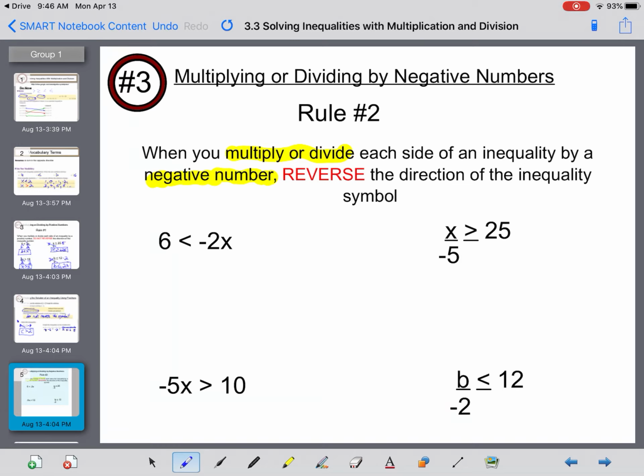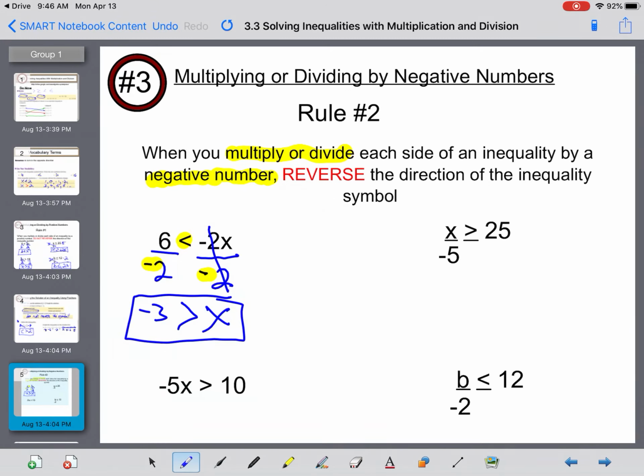If 6 is less than -2x, in order to get x alone, I need to divide by -2. But we're dividing by a negative number. Alarms, bells, and whistles should be going off in your brain. We want to flip that inequality symbol of less than over, so it becomes greater than. -3 is now greater than x. Okay, you need to do that every time you multiply or divide by a negative.